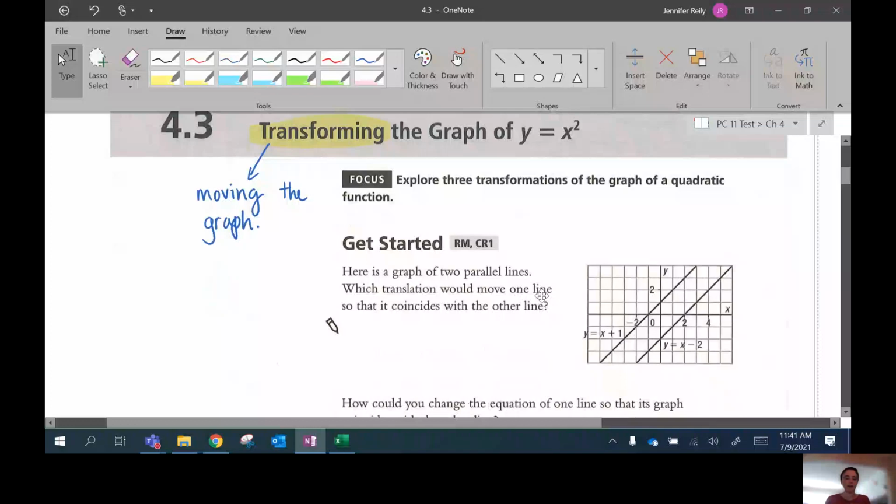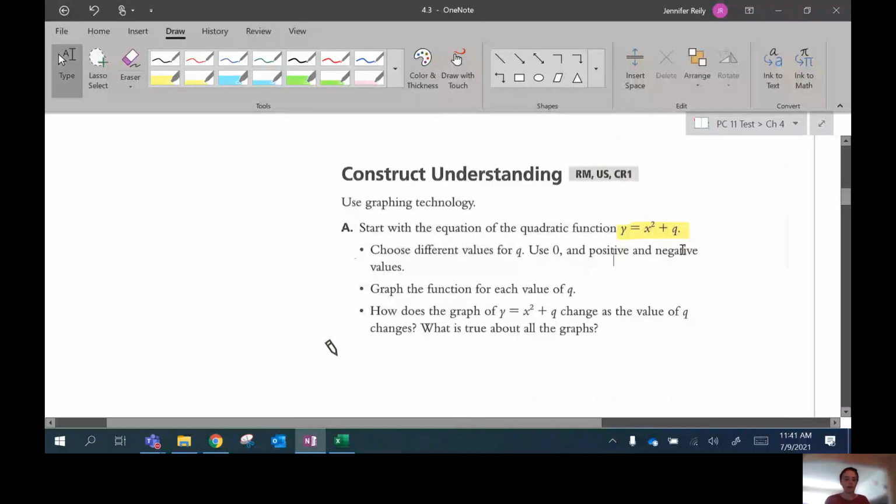It says, using graph technology, start with the equation of the quadratic function y equals x squared plus q, and put different numbers where the q is and see what happens to the graph. So let's go to our graphing technology here. Before we get started, though, I just want to remind everybody about the base function y equals x squared, because that's kind of where everything starts today.